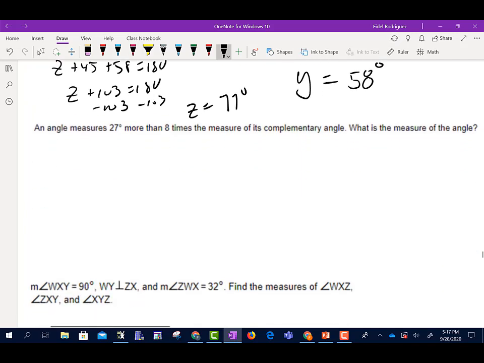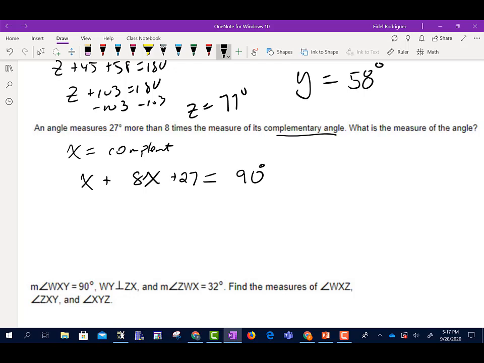All right, it says an angle measures 27 degrees more than 8 times the measure of its complementary angle. What's the measure of the angle? Okay, how about we say x is the complement, okay? So then the complement x plus 8 times x plus another 27 is going to have to add up to 90 degrees, because that is the complementary of it, okay?